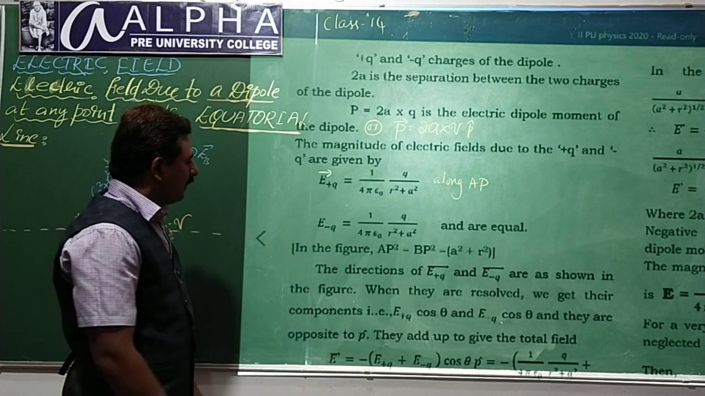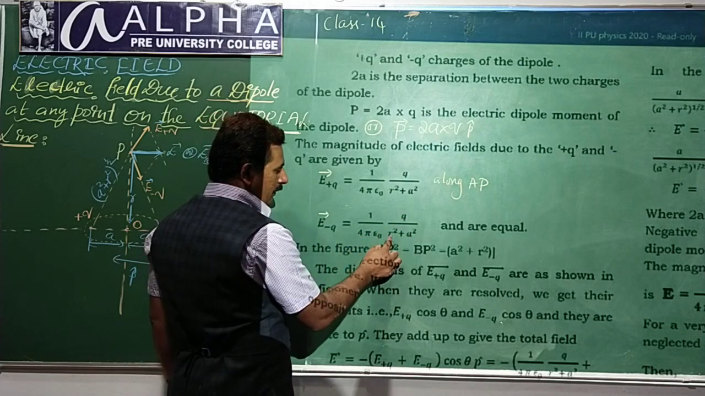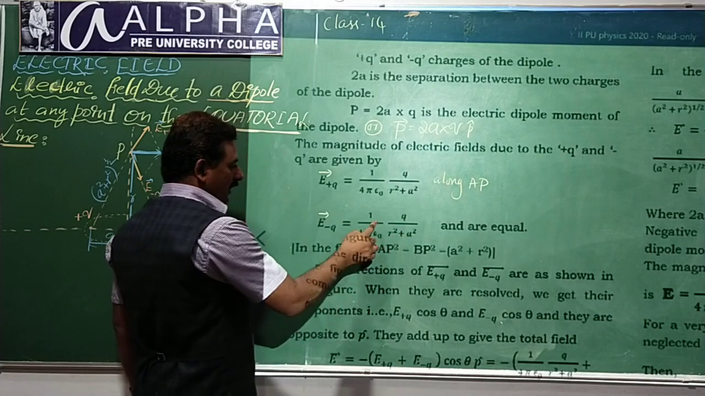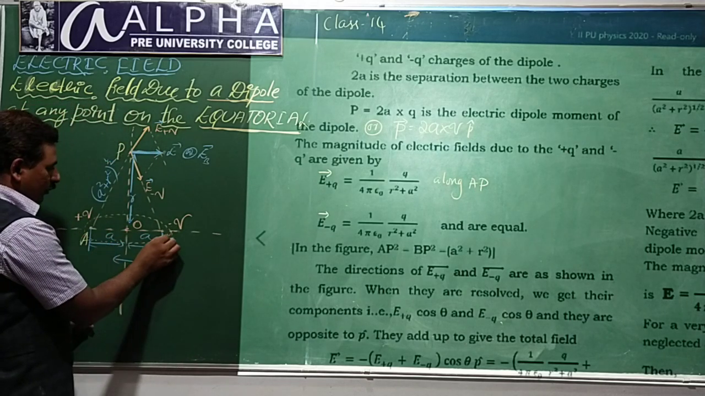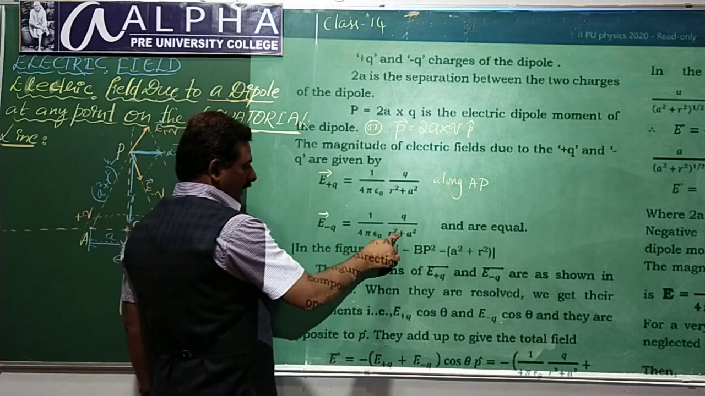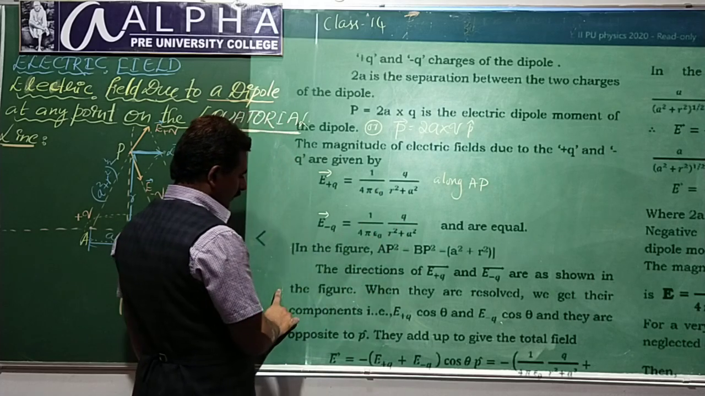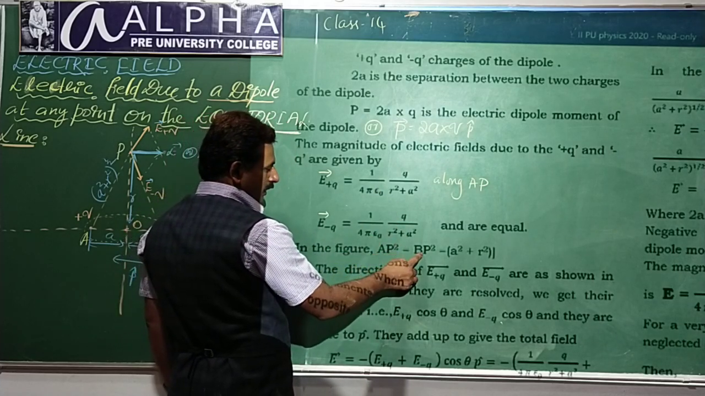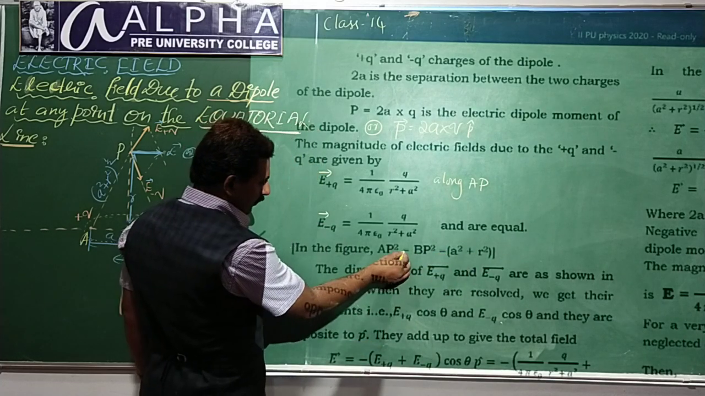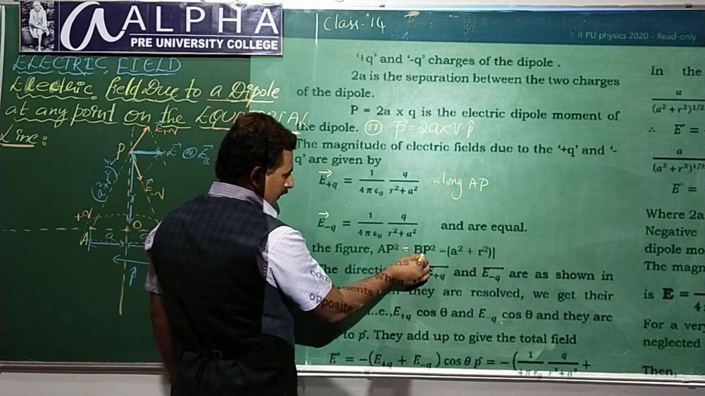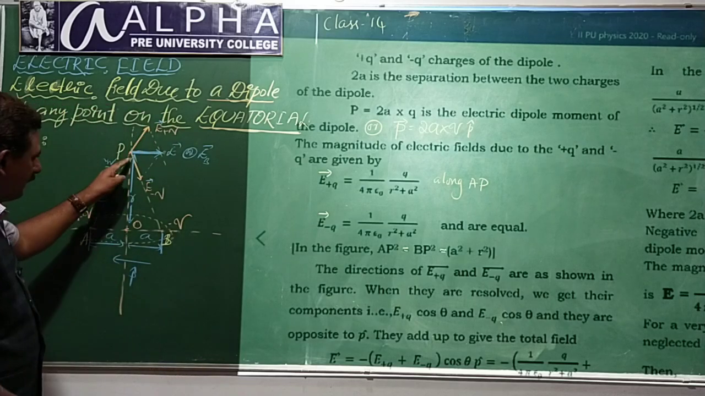Then E minus Q vector is 1 over 4 pi epsilon 0, Q divided by R square plus A square again, because E minus Q is from P to B. This is B, this is A, P to B, we have written PB. E plus Q and E minus Q, by R square plus A square, are equal. In the figure, AP square equals BP square equals A square plus R square, in a right angle triangle.